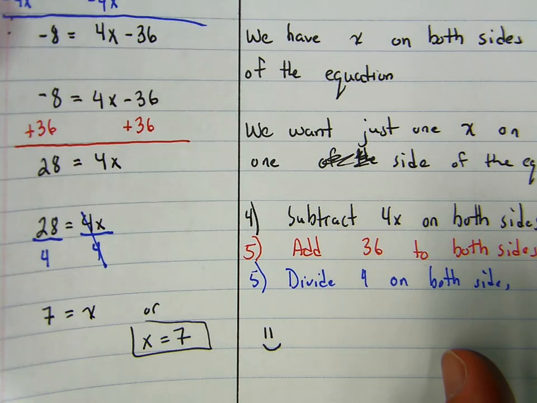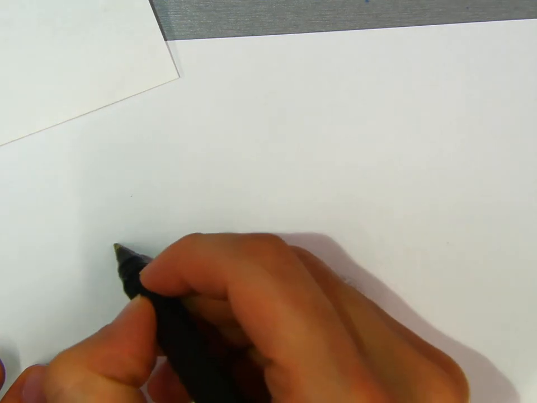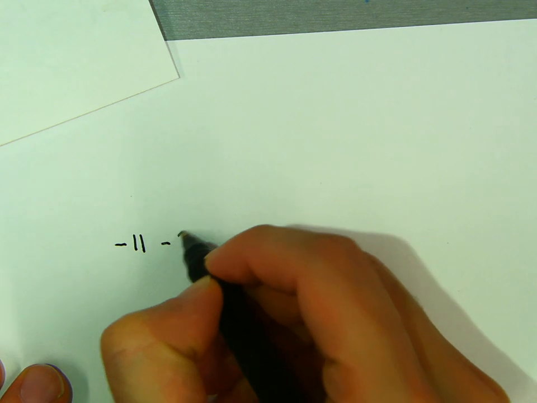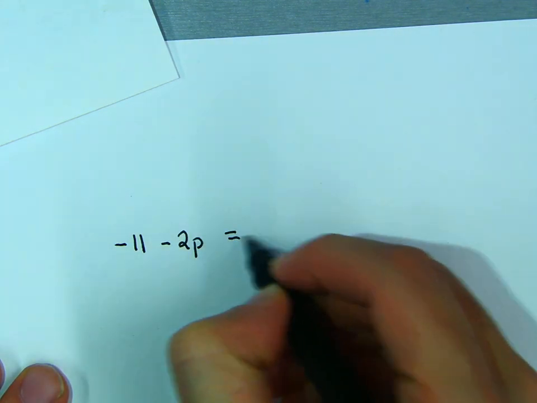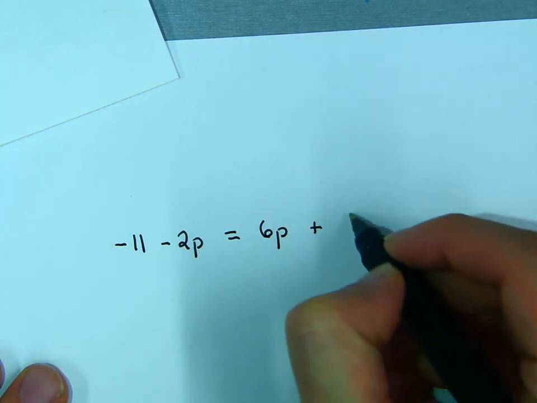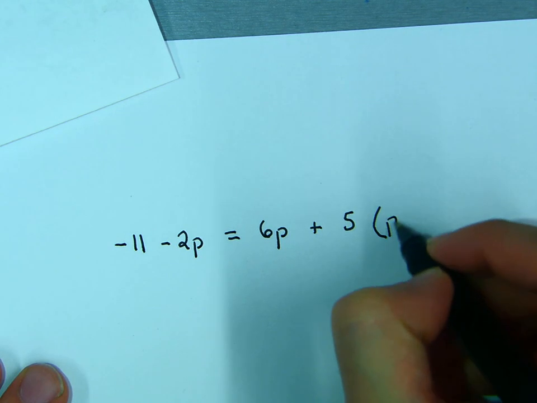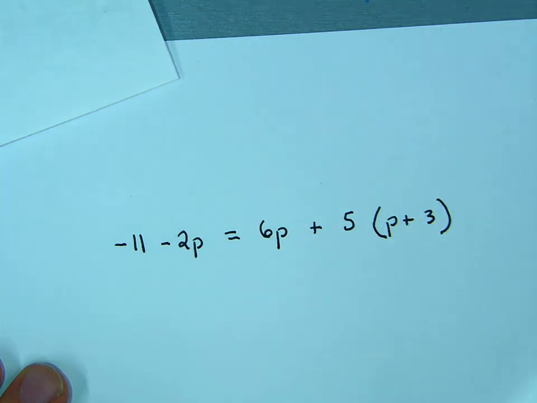Very, very good. What I'd like you to do is pause the video and try this question on your own. Let me find a good one for you. What would be a good question to do? Try this one. If I have negative 11 minus 2p equals 6p plus 5 times p plus 3.